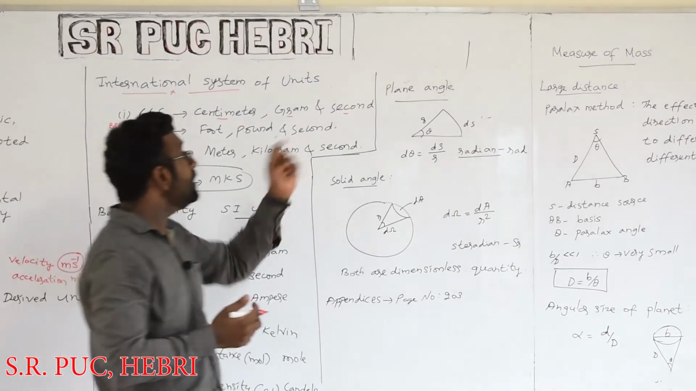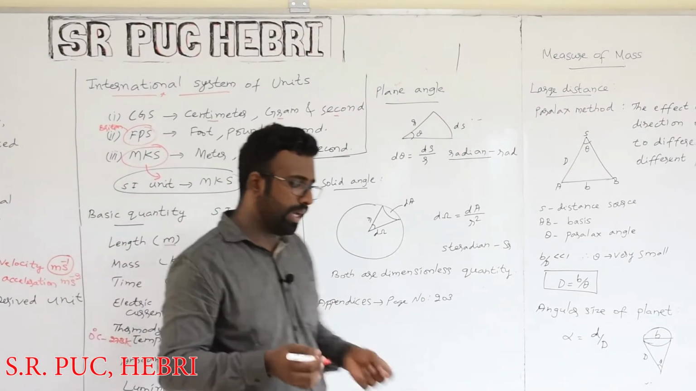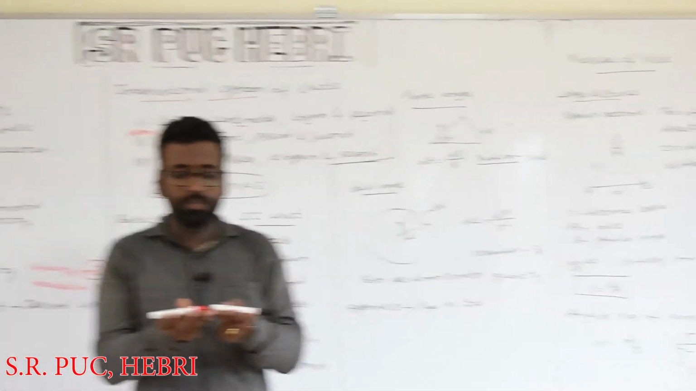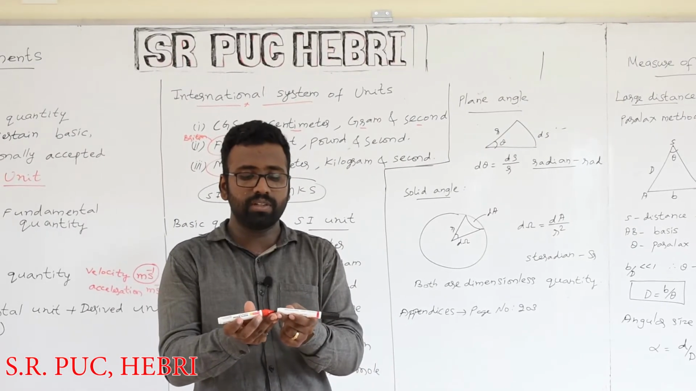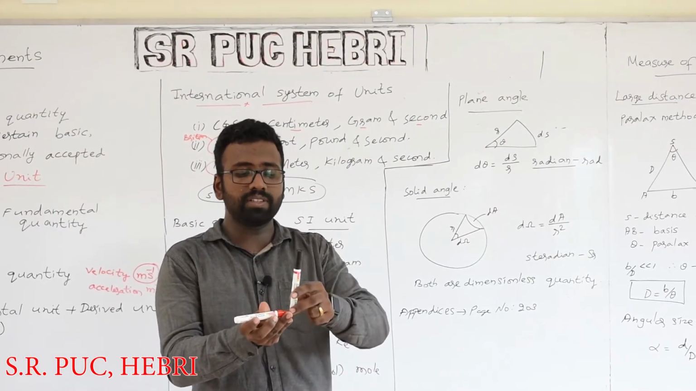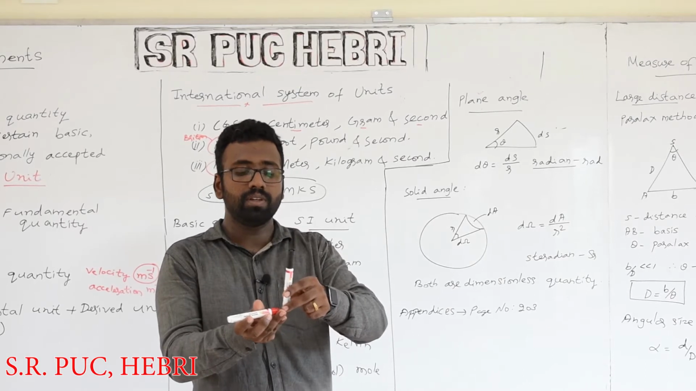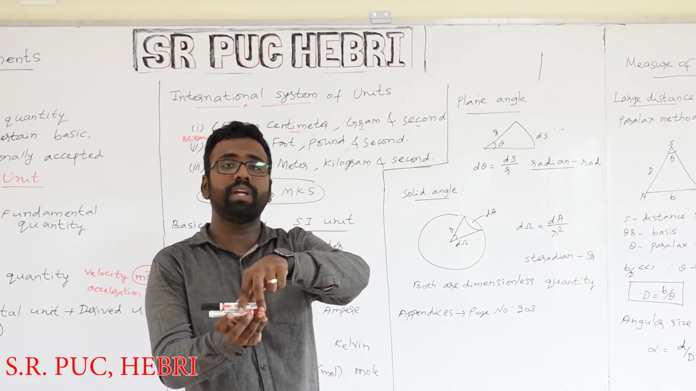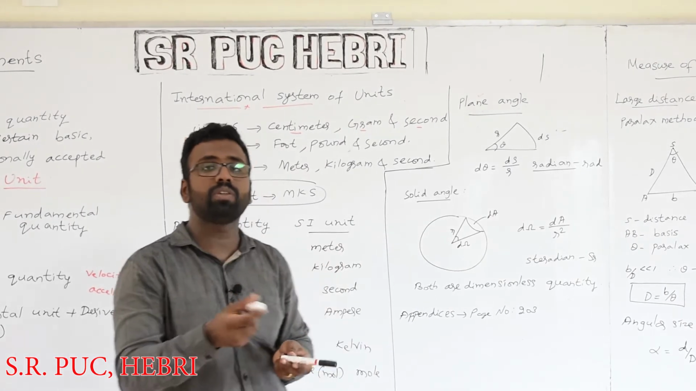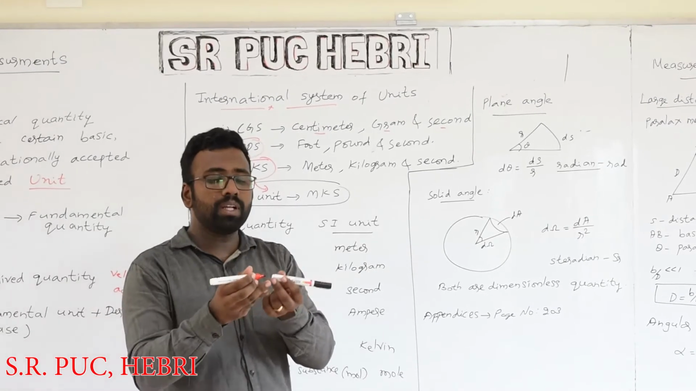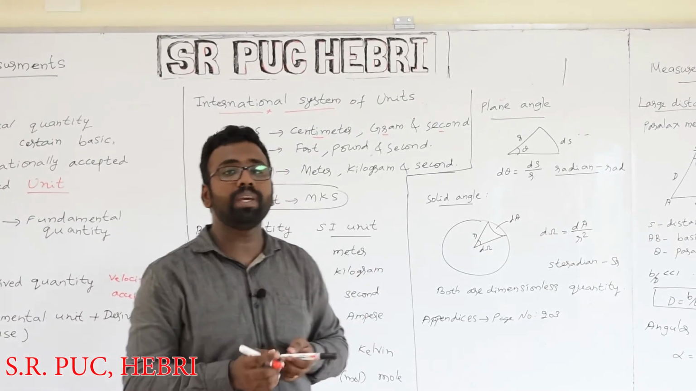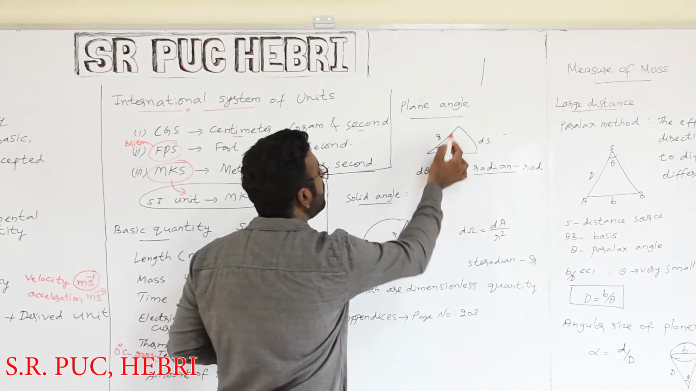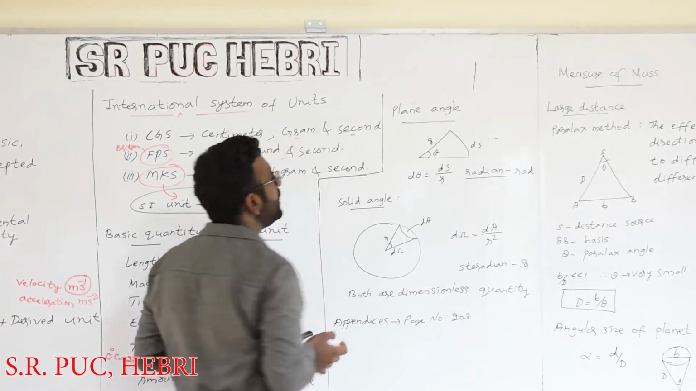So plane angle, when you have 2 sides. This is 0 degree, and if I go on increasing this, the angle will go on increasing. Now you can see it is 90 degree. As it increases, you can have 180 degree. So the angle with respect to a particular plane is known as the plane angle.